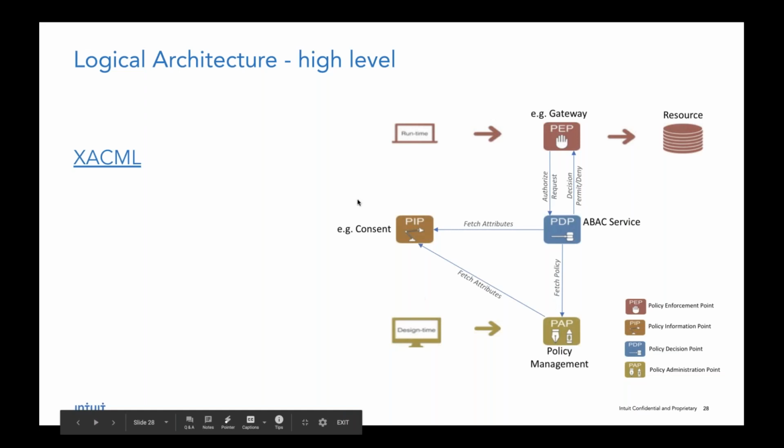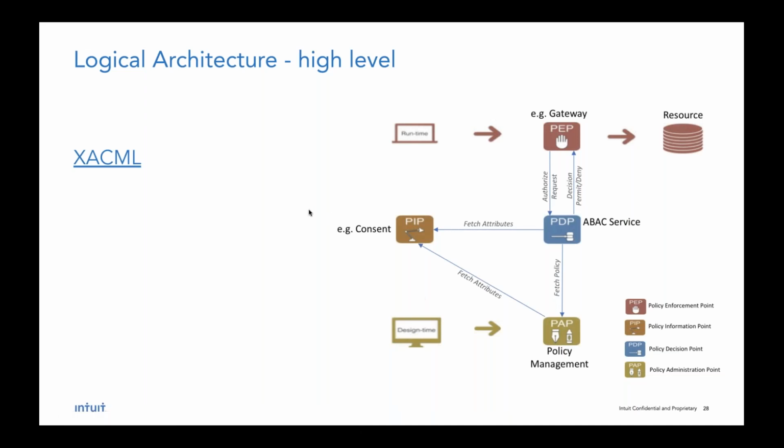This is probably the last slide, where we want to summarize ABAC and use standard terminology. This is the XACML terminology, and it's a nice way to talk about the components of authorization. At runtime, a request comes, and it is intercepted at a point called the policy enforcement point. It could be a gateway or the server before the resource is accessed.